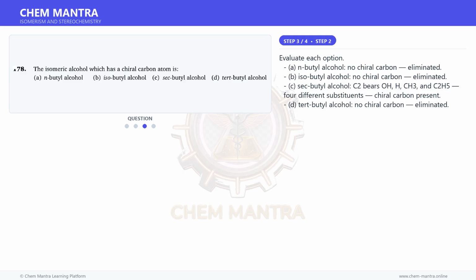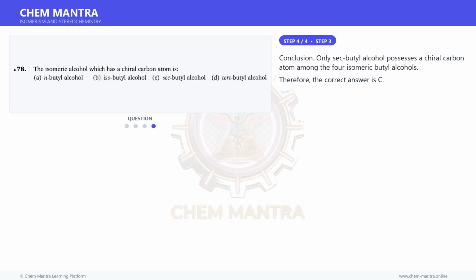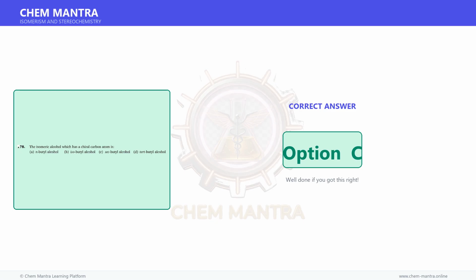C. Sec-butyl alcohol, C2 bears OH, H, CH3, and C2H5, 4 different substituents, chiral carbon present. D. Tert-butyl alcohol, no chiral carbon, eliminated. And for the final step. Conclusion. Only sec-butyl alcohol possesses a chiral carbon atom among the 4 isomeric butyl alcohols. Therefore, the correct answer is option C.